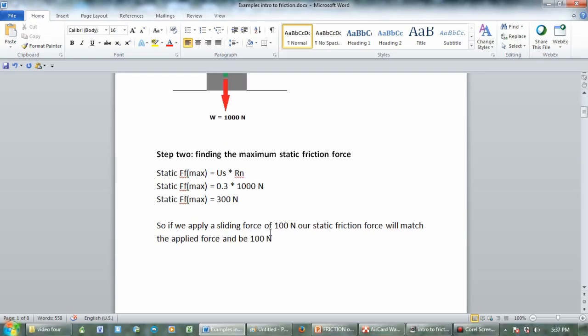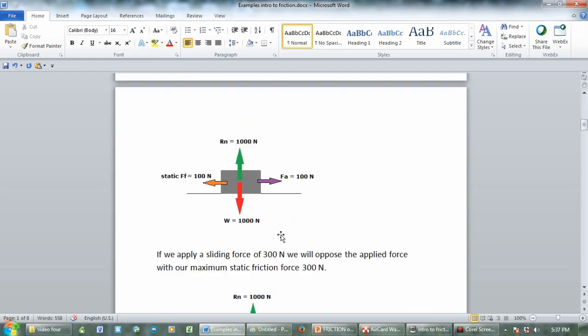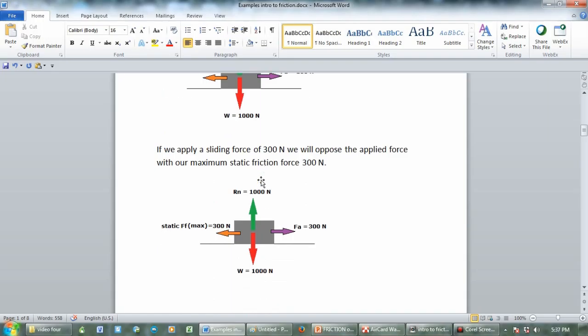So if we apply a sliding force of 100 newtons, our static friction force will match the applied force and be 100 newtons. If we apply a sliding force of 300 newtons, we will oppose the applied force with our maximum static friction force of 300 newtons.